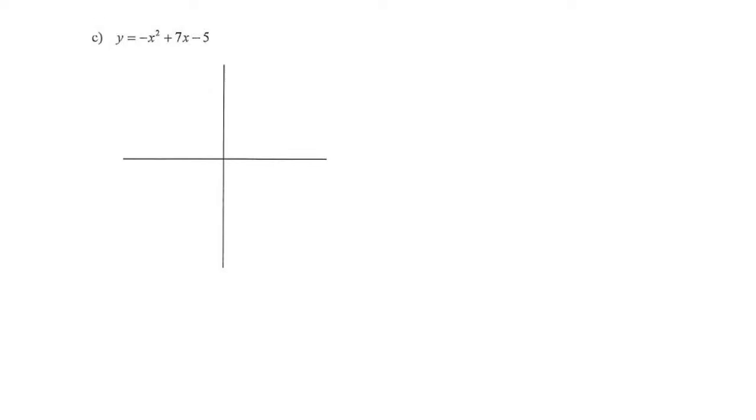So how do we find our vertex? Well, I notice that I have a negative out in front, so my parabola is opening down. That means I have a max. So for my max, I know that the x value of my vertex must be negative b over 2a.